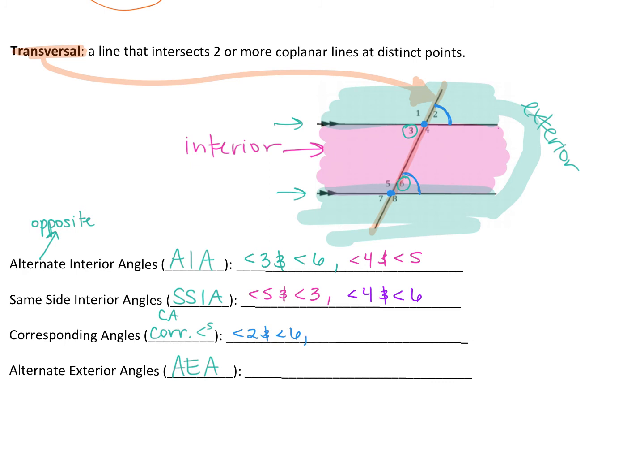So there should be 4 sets in any setup like this. Do you see another pair of corresponding angles? Andrew. 2 and 5, but not 2 and 5. Yeah, there would be 1 and 5. Give me another pair. 3 and 7. And 4 and 8.